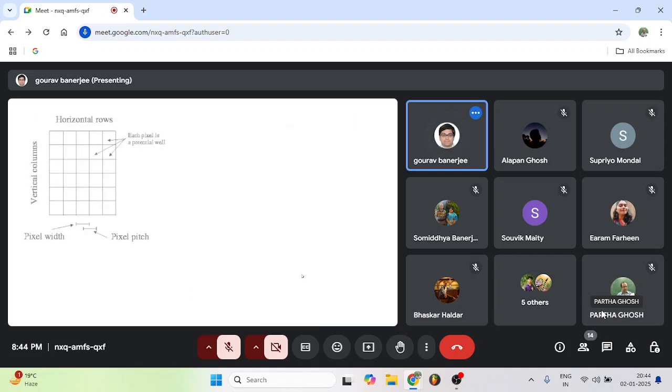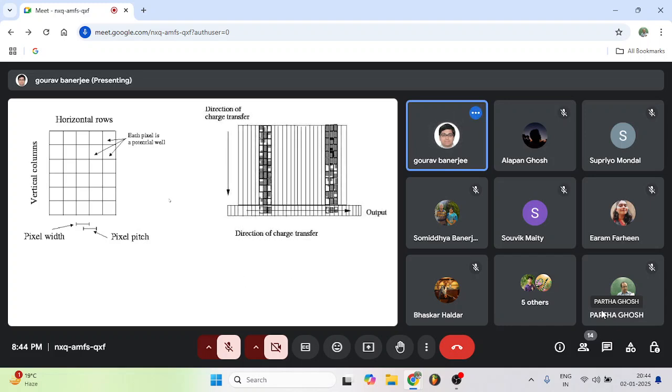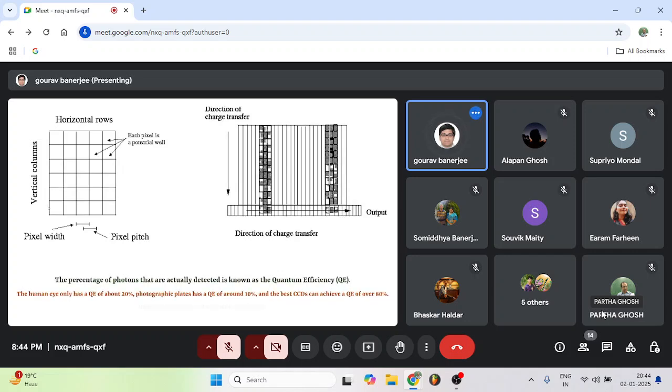Okay, so this is how the pixels look. It is an array of pixels, with a horizontal array and a vertical array. Suppose we are using a 2K by 4K CCD, meaning horizontally we have 2K, that is 2048, and vertically 4096 pixels. So the total gives the field of view of the CCD, and the light gathering power depends on the size of each pixel.